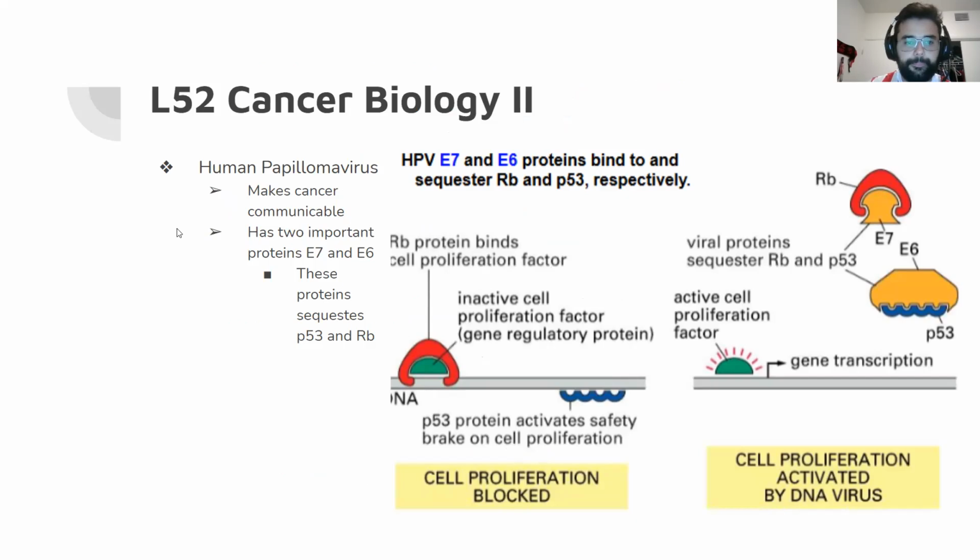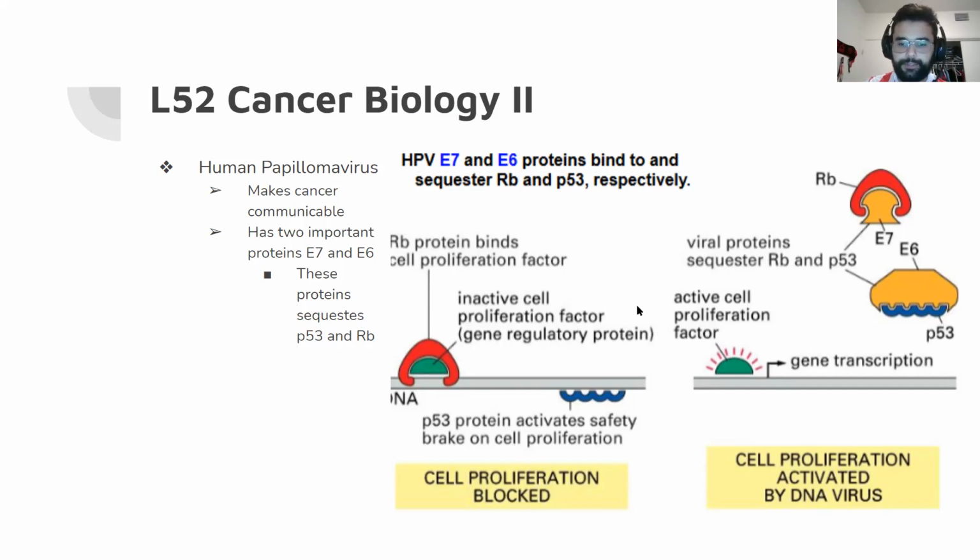So human papillomavirus, or HPV, is one of the cancers that is brought about by viruses. So that actually makes cancer pretty communicable. HPV has two important proteins, E7 and E6, and these are the proteins that actually sequester P53 and RB, which are two very important tumor suppressor genes. As we look at right here, HPV 16 can bind and stop the work of RB and P53 by basically inactivating them.